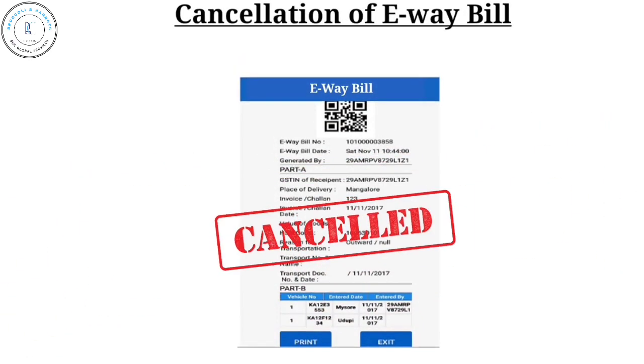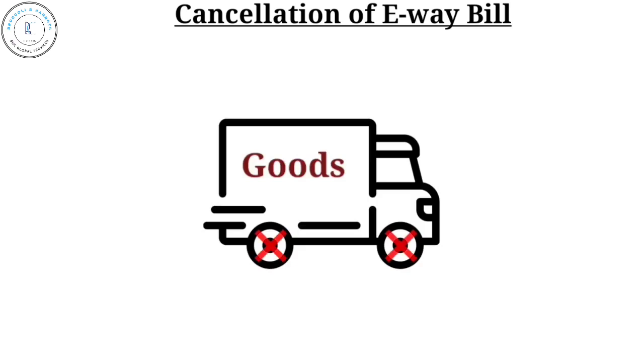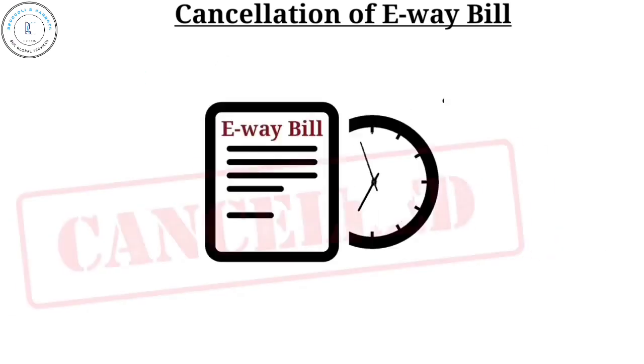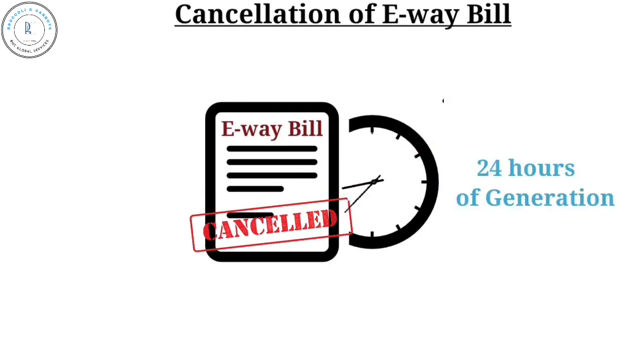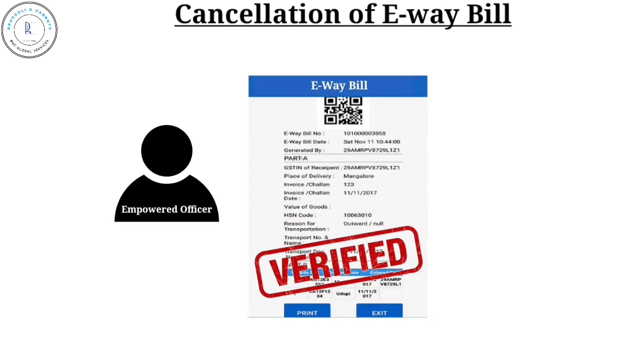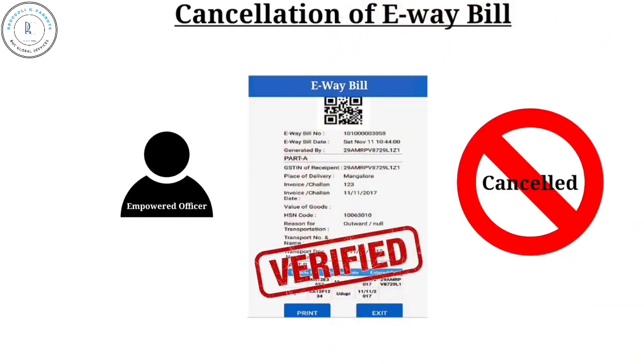Cancellation of e-Waybill. If goods are not transported at all, or not as per the details of the e-Waybill, the e-Waybill can be cancelled within 24 hours of generation. If the e-Waybill is verified by any empowered officer, it cannot be cancelled.